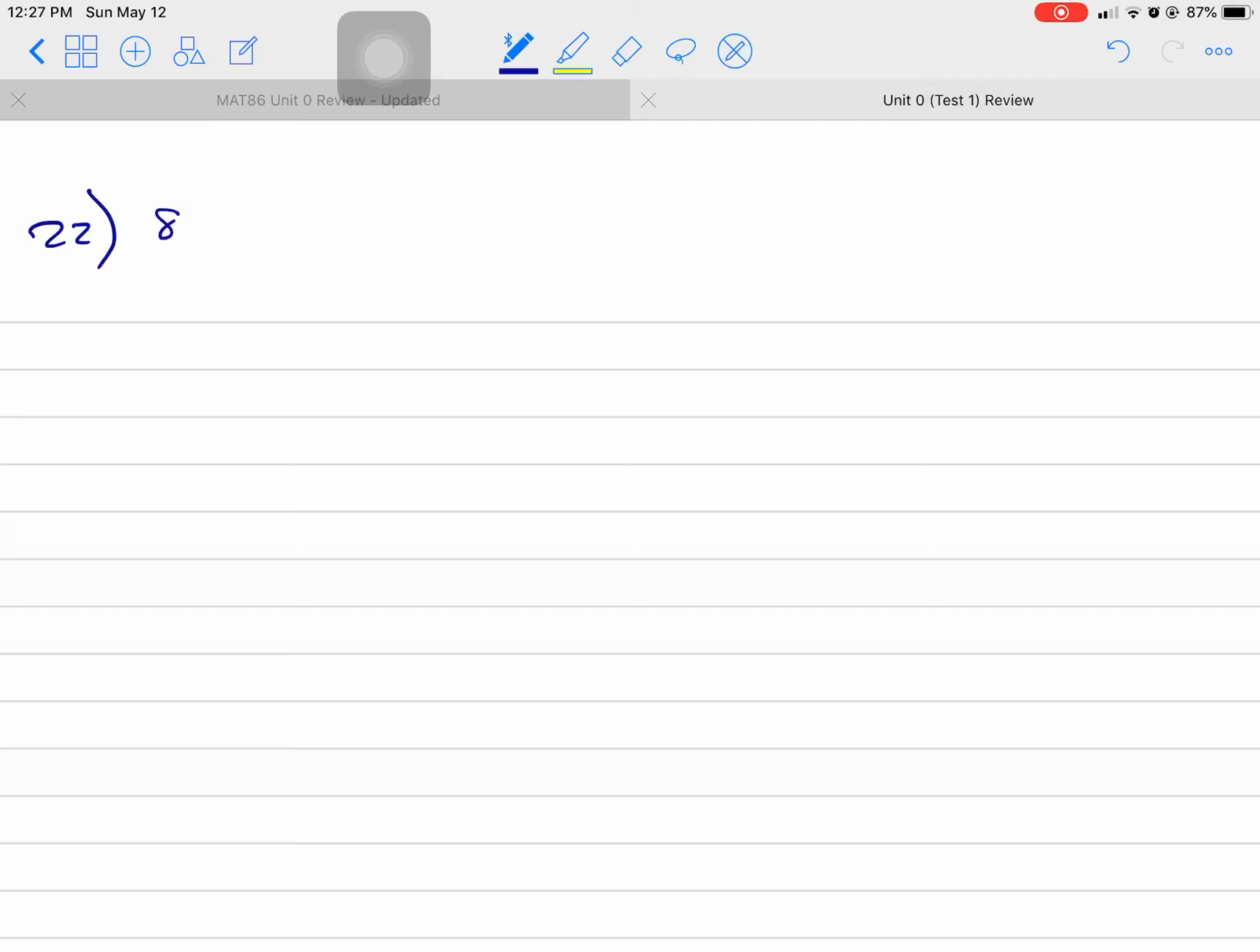22, 81 minus 3 to the third power times 2. Order of operations. No parentheses. Need to do the exponent first. 3 to the third power: 3 times 3 times 3 is 27, times 2 is 54. Need to do this one next. 81 minus 54, and your final answer is 27.